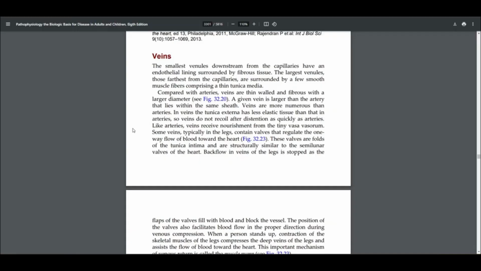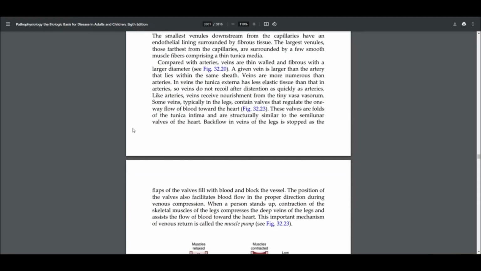Veins, on the other hand: the smallest venules downstream from the capillaries have an endothelial lining surrounded by fibrous tissue. The largest venules, those farthest from the capillaries, are surrounded by a few smooth muscle fibers comprising a thin tunica media, so that middle section is very thin. Compared with arteries, veins are thin-walled and fibrous with a large diameter.